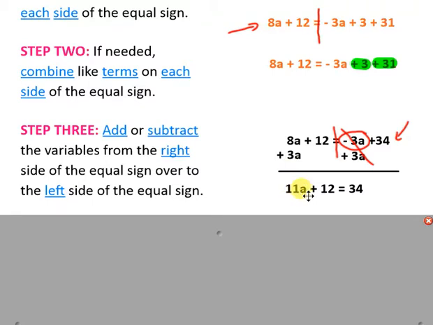Why did you do all that? Well, for two reasons. One, inevitably, you want all of your variables on the left-hand side because at the end of the day, you want a equals something, okay?